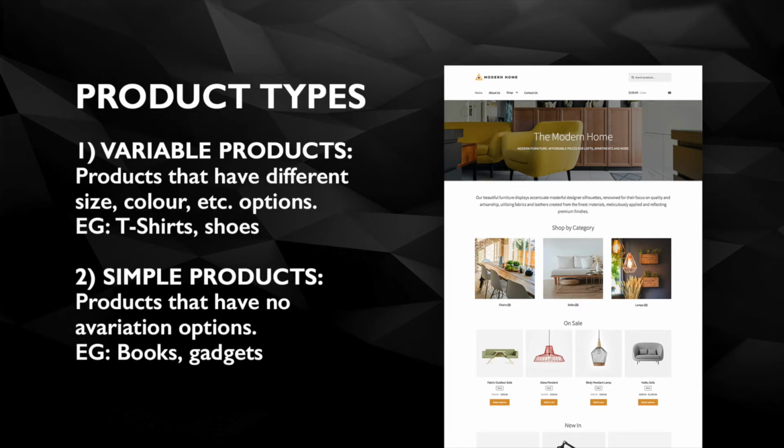For products, I'm going to show you how to upload two different product types, variable products and simple products. So variable products are products that have different size or color options, for example, t-shirts or shoes or clothing in general. And simple products are products that have no variation options, for example, a book or a gadget or something that doesn't have a different size or color. So let's go back into our dashboard and get started.